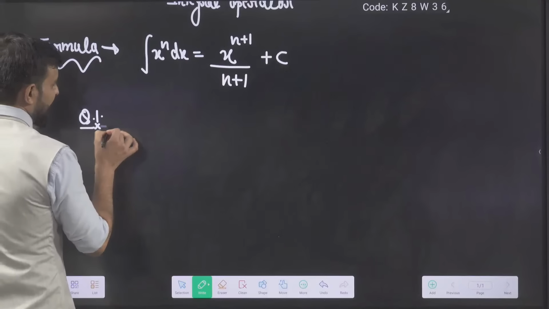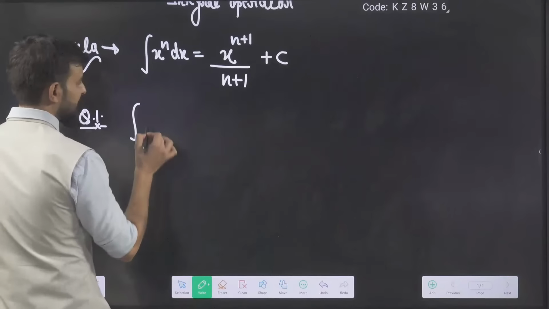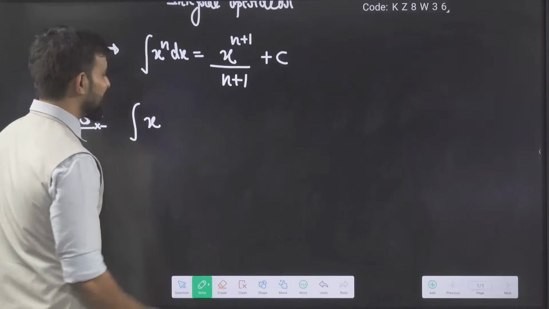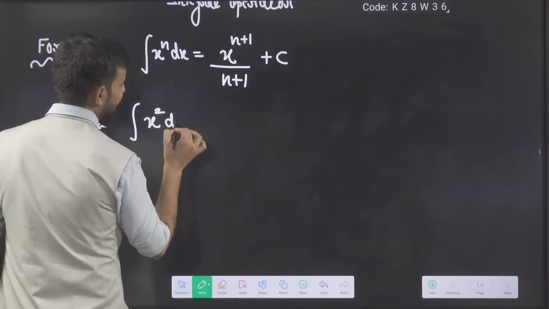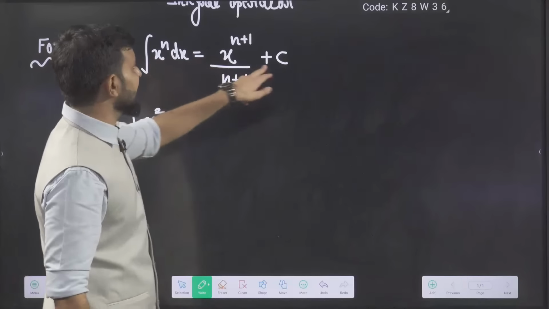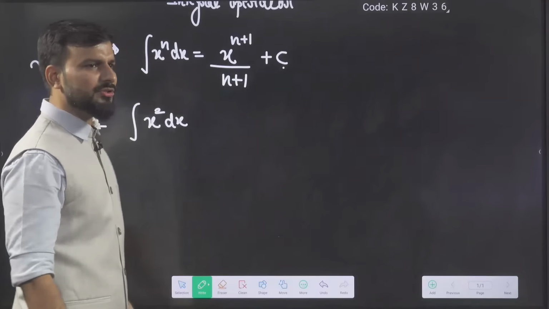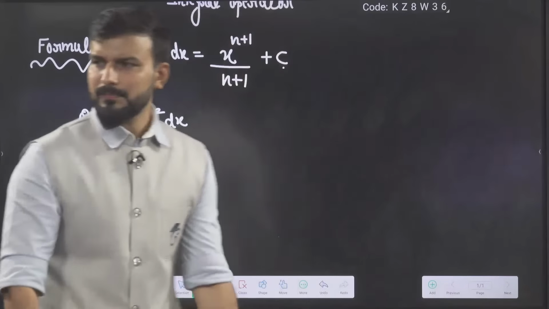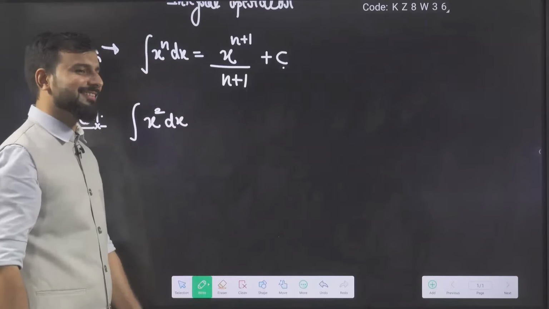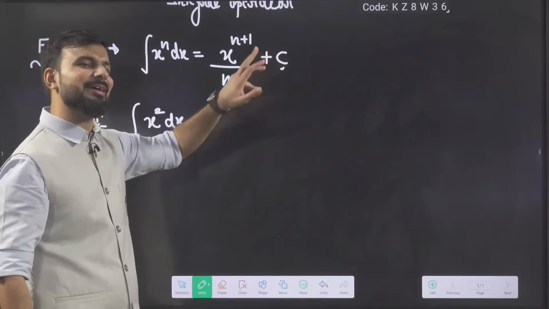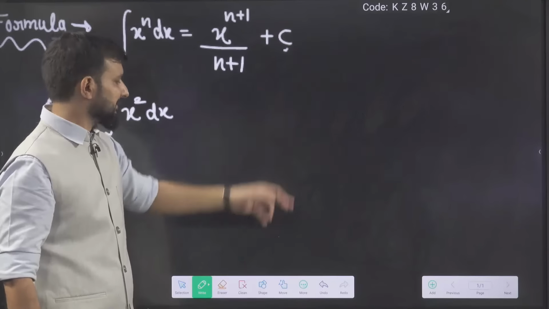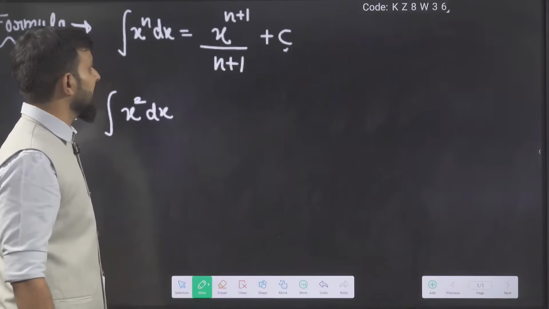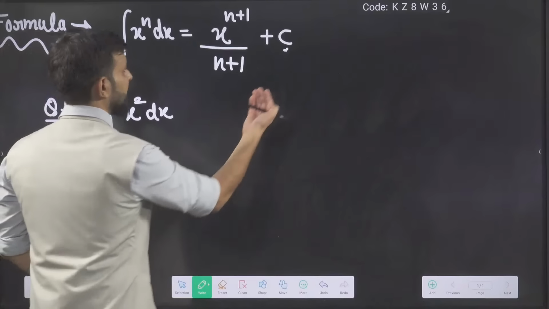Question number 1 is on your computer screen. Find the value of the integral of x squared dx. Whenever you are writing this, C is some constant. There is no reason for it, C is just a constant number. It could have any value. When we solve different kinds of integration, then you will get to know the importance of this C. For the time being, just go with it.